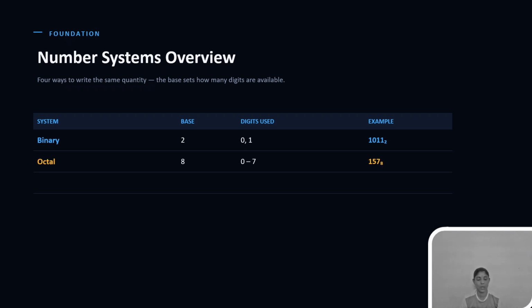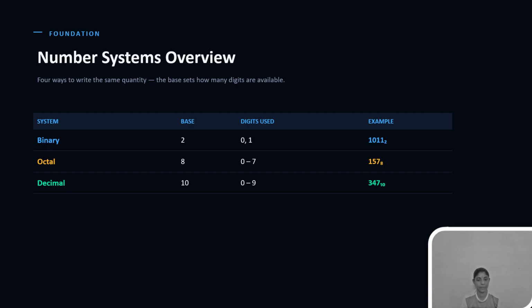Next it is octal. Octal means base 8 or radix 8, which means 8 unique symbols are available in the number system. The digits used are 0 to 7. I have given the example 157 base 8. You can check here that 157 are numbers between 0 and 7.